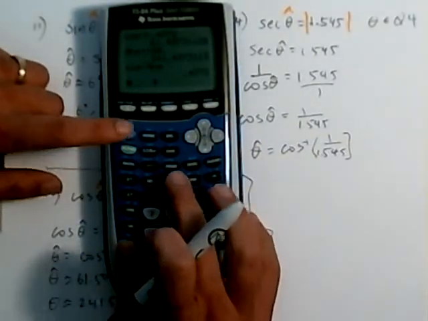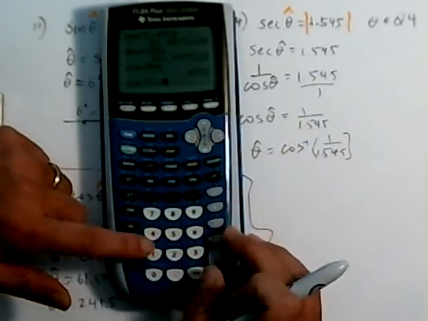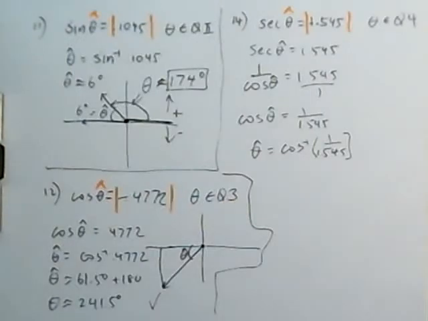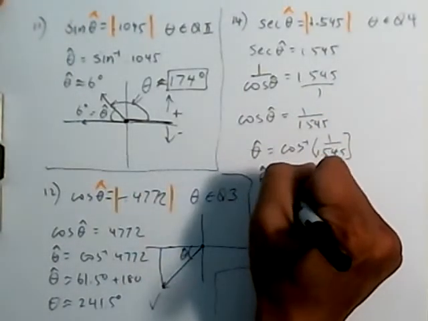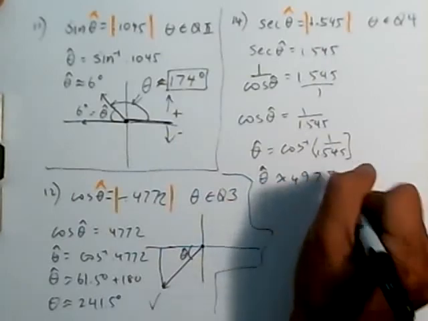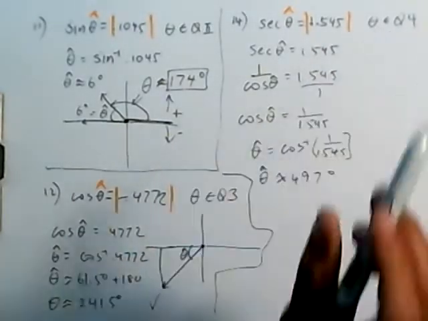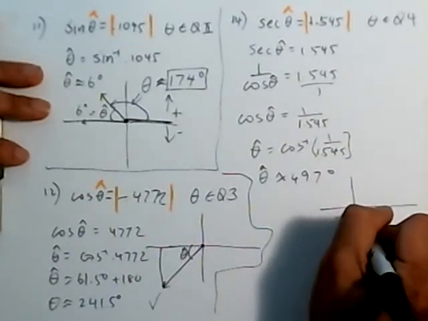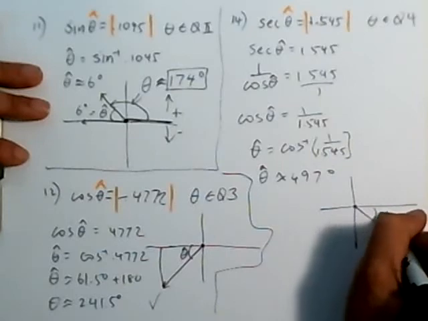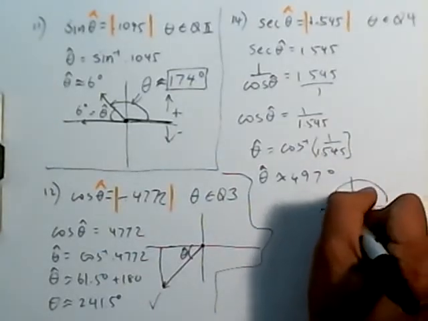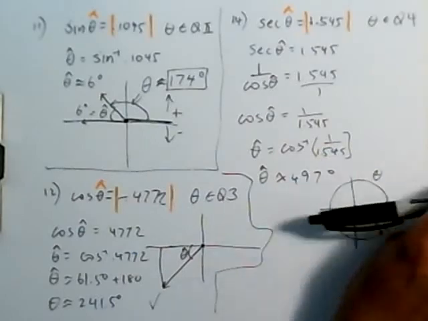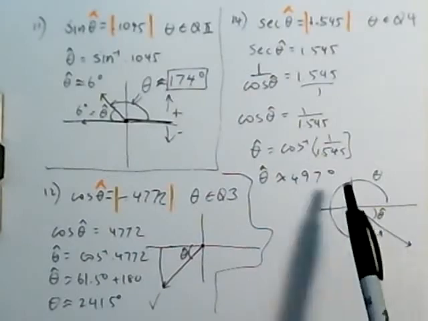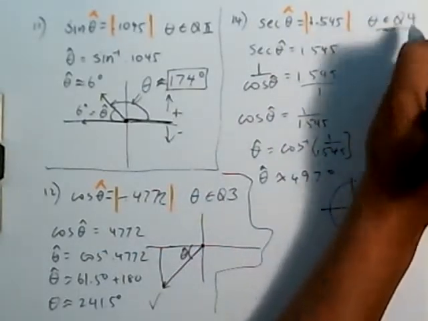Cosine inverse of 1 divided by 1.545. And we should get approximately 49.7 degrees. Notice that it resides in quadrant 4. So since we find the reference angle, 1, 2, 3, 4, radiating out from the origin, that's equal to theta hat. So this is the actual angle, theta. Starting at 0, it goes all the way to 90, 180, 270, and then it's going to be somewhere in the 4th quadrant, because it said so right over here.